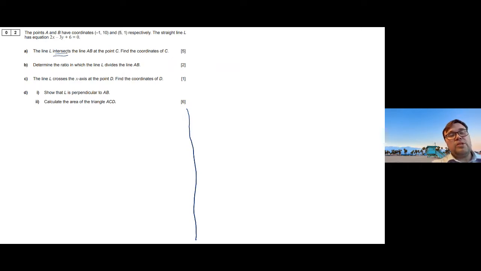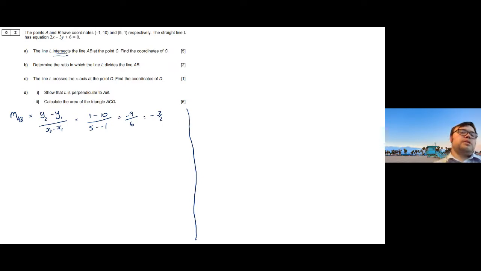To work out the equation of a straight line, I need the gradient and 1 point. And I've got 2 points, which means I can work out the gradient. So the gradient of AB is equal to the change in y over the change in x. So it's going to be 1 minus 10 over 5 minus 1. So that would be minus 9 over 6, which is minus 3 over 2.